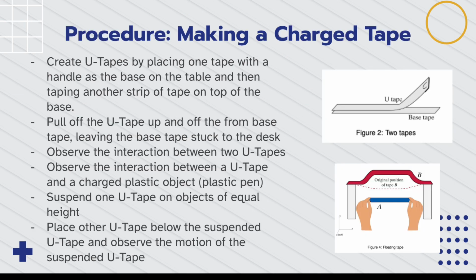Here I've laid out the procedures of the experiment and the type of testing done to analyze the interactions. Firstly, we create the U-tapes on a flat surface, with a base of tape on the surface and another tape on top. Then the top tape is pulled up and hung vertically from the surface. Then we observe the interactions between the two U-tapes, and then observe the interaction between the U-tape and a plastic object, which I did a plastic pen.